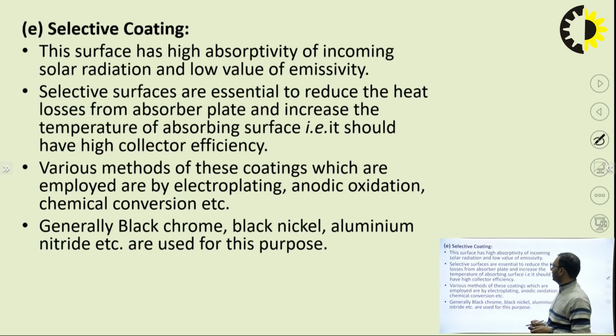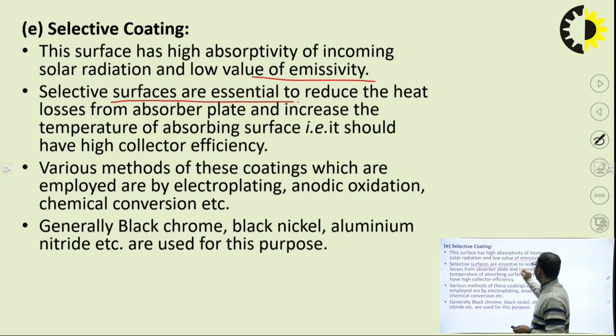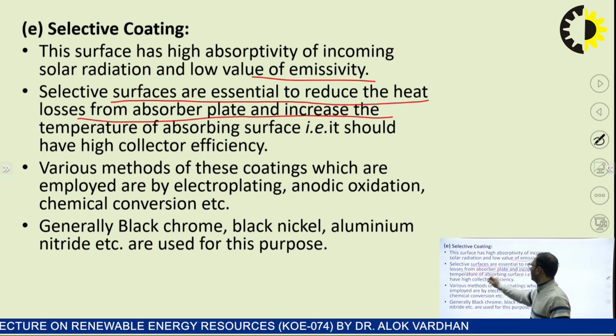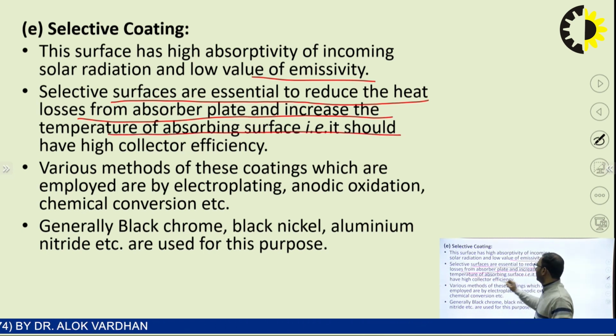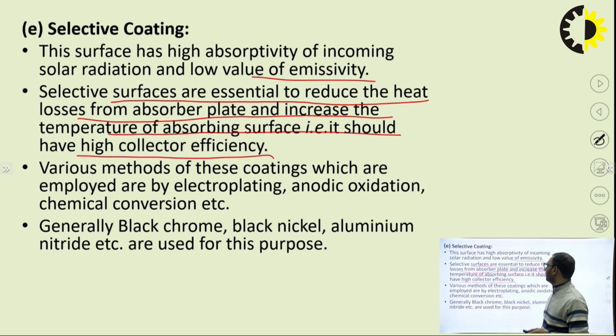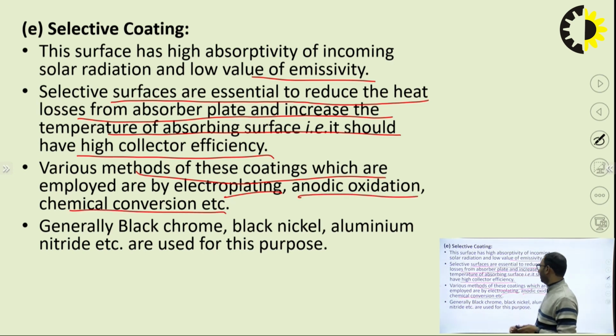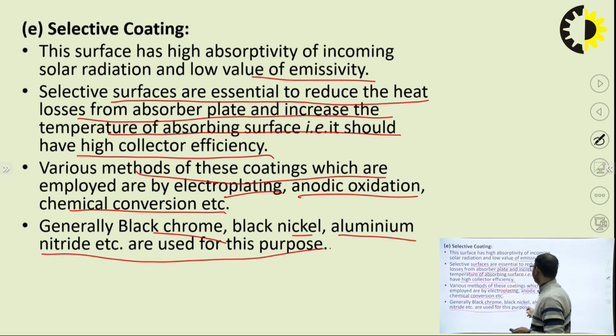Now, for selective coating, this surface has high absorptivity of incoming solar radiation and low value of emissivity. So, selective surfaces are essential to reduce the heat loss from the absorber plate and increase the temperature of the absorbing surface, that is, it should have high collector efficiency. Various methods of this coating which are employed are electroplating, anodic oxidation, chemical conversion, etc. Generally, for coating, black chrome, black nickel, aluminum nitride, etc. are used for this purpose.